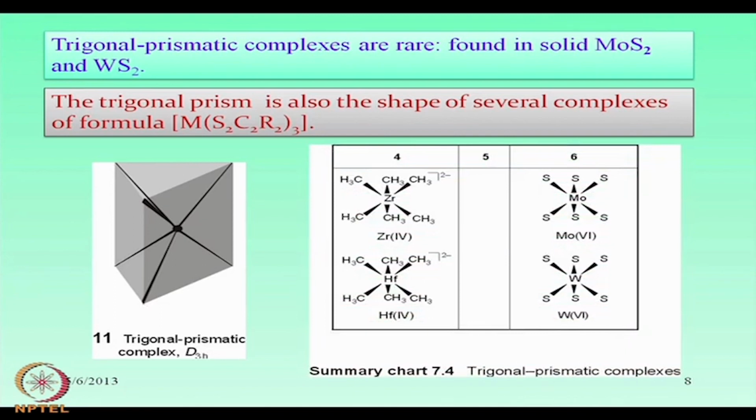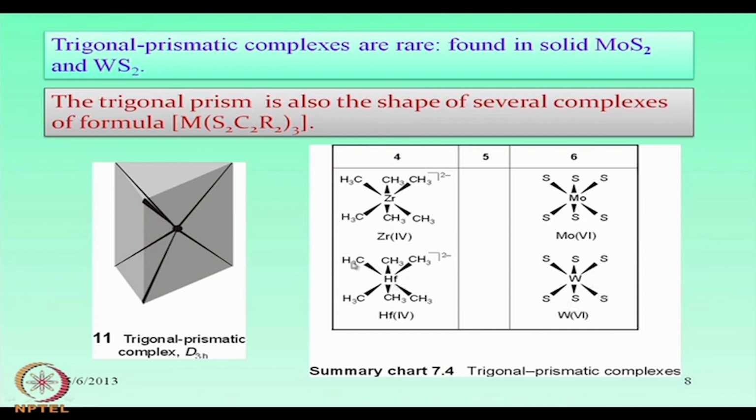A few more examples are of this type, where zirconium 4, hafnium 4 of this group, and molybdenum in group 6, molybdenum 6 and tungsten 6. Here we are discussing the MoS2 and WS2 molecules. So we have a trigonal prismatic environment where molybdenum is surrounded by 6 sulfur groups. Here tungsten is also surrounded by 6 sulfur groups.